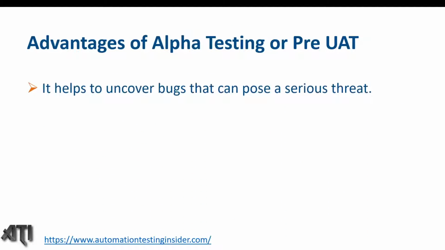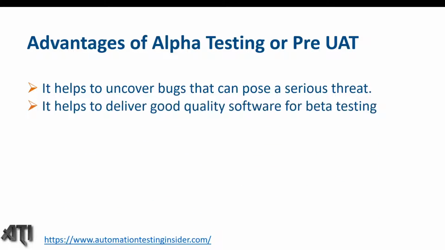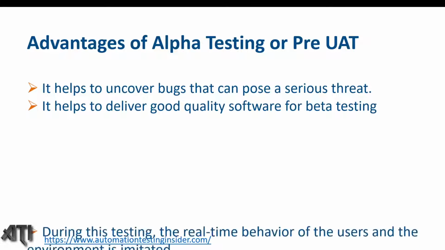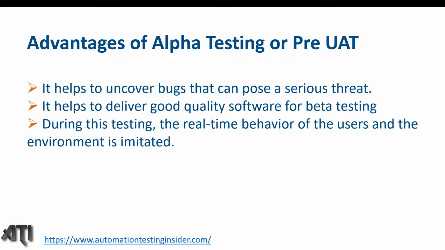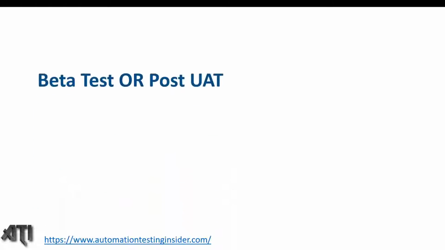So what are the advantages of alpha testing or pre-UAT, guys? It helps to uncover bugs that can pose a serious threat. It helps to deliver good quality software. Beta testing, during this testing, the real world behavior of the users and the environment is imitated. Correct. So we'll try to imitate the real world scenarios.